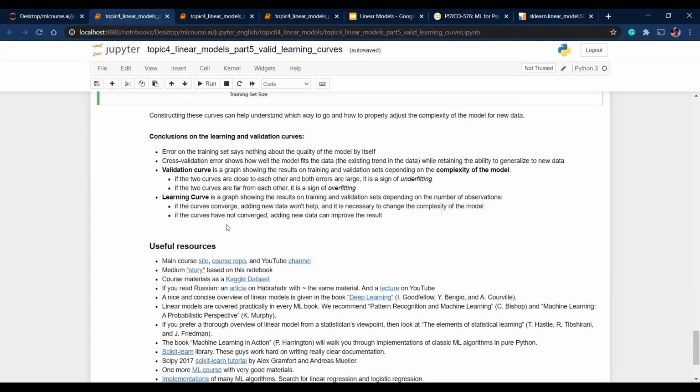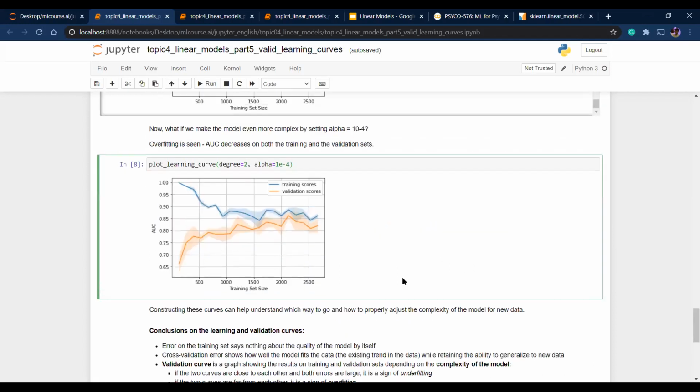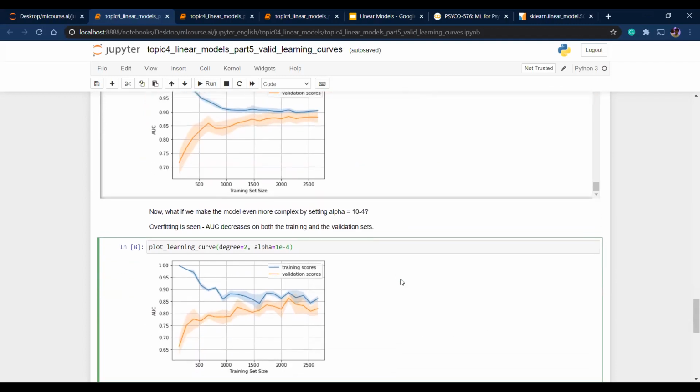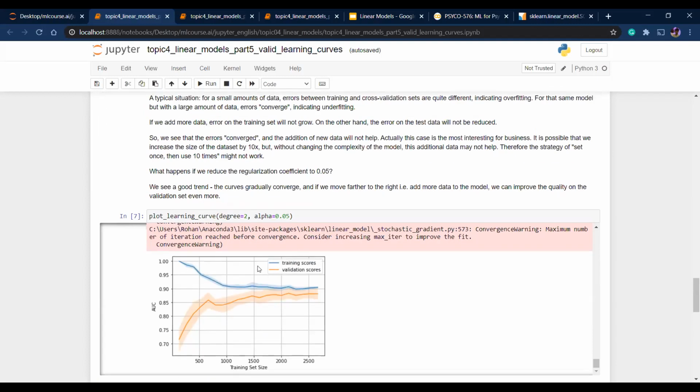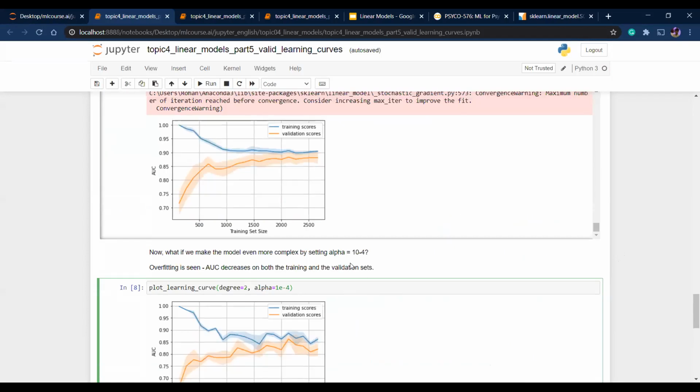And you might want to consider changing or increasing the complexity of the model, because the amount of complexity you have currently can only go so far. So you might want to do some kind of polynomial features or something like that. Now, if the curves have not converged, where this is where the curves are converging, and this is where the curves are not converging, then adding more data will help.